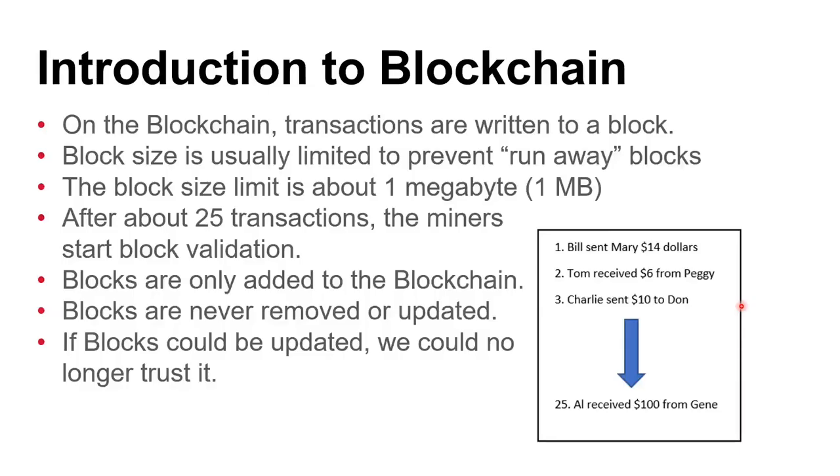So blocks are added to the blockchain. A block again contains the listings of the transactions. Blocks are never removed or updated. And if a block could be updated, we would no longer trust it. Again, we can see here some similar types of transactions that may be listed in the blockchain: Bill sent Mary $14, Tom received $6 from Peggy, and so on. This is a simplified view of what we might actually see in a blockchain block.